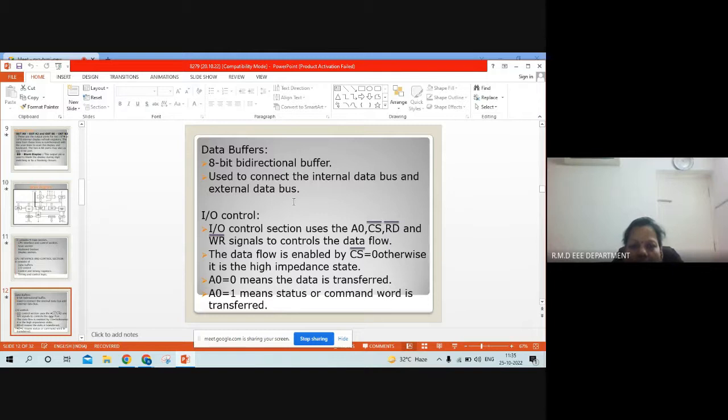With the help of that, we can connect this internal data bus to the processor bus. Then coming to the IO control block, it involves the various control signals like chip select, read bar, write bar, and along with that, A naught also. Only with the knowledge of the value of A naught, we can identify whether data or the command word is getting transferred between the processor and the 8279 IC.